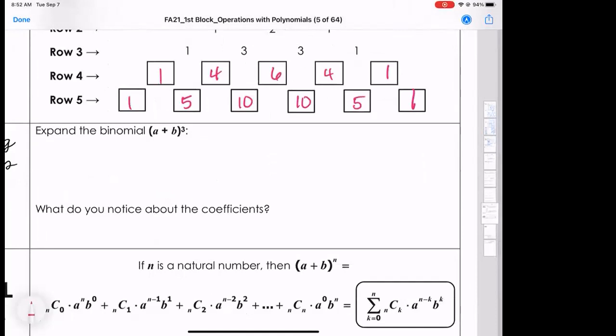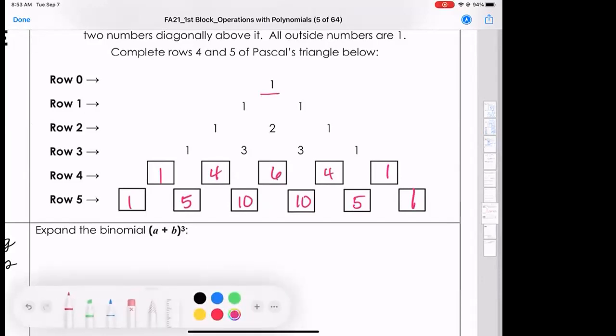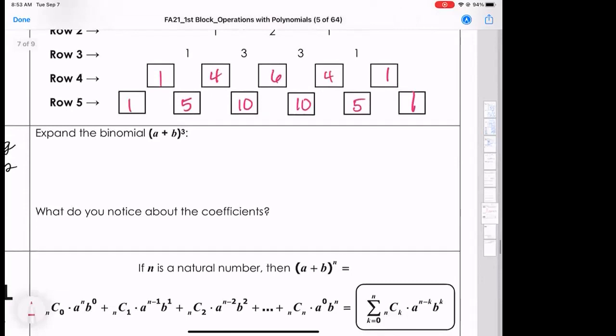Well, we did that during our warm up. And we know that our coefficients, if we're cubing it, what row are we going to? Row 3. Because we start with row what? 0. Anything to the 0 power is 1. Anything to the first power is itself, right? So if we go to row 3, then we know that our coefficients are going to be 1, 3, 3, 1.